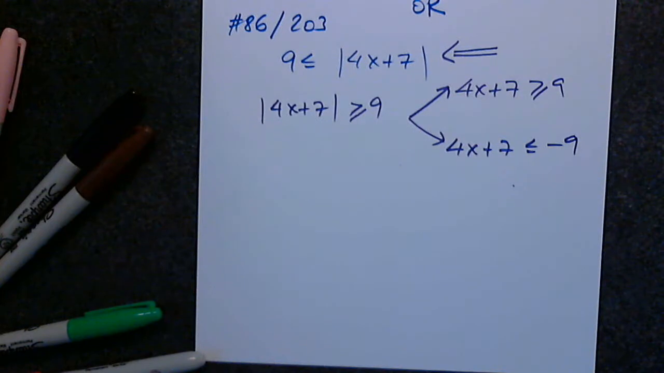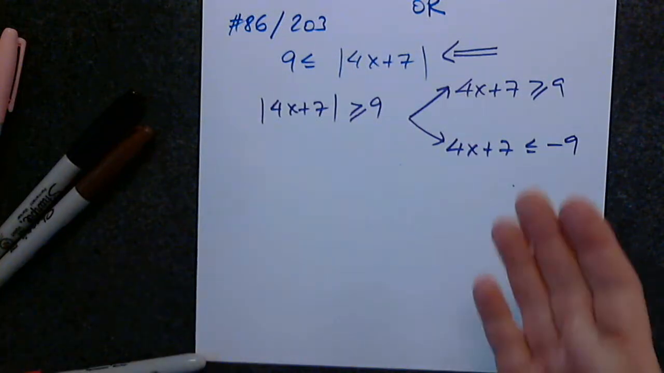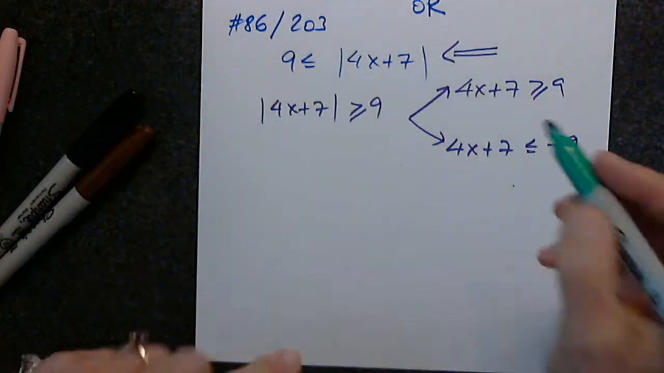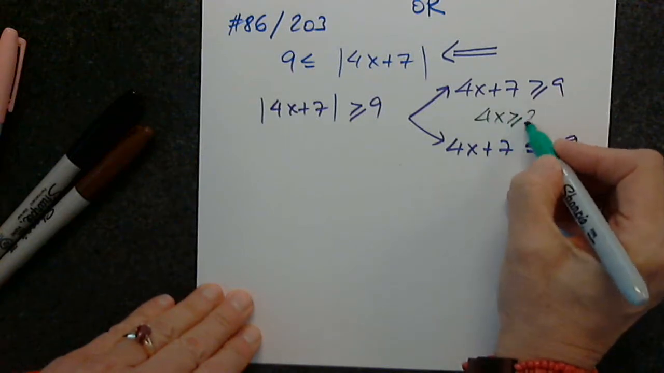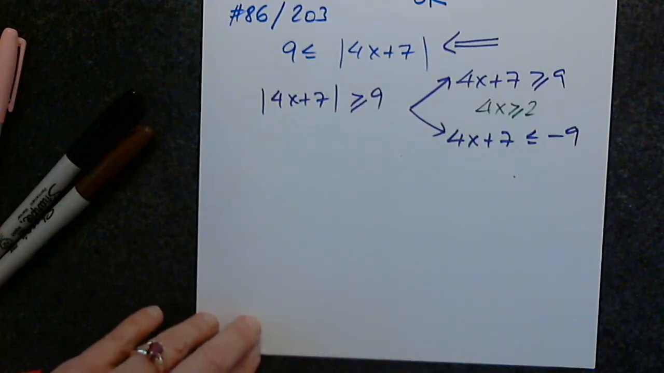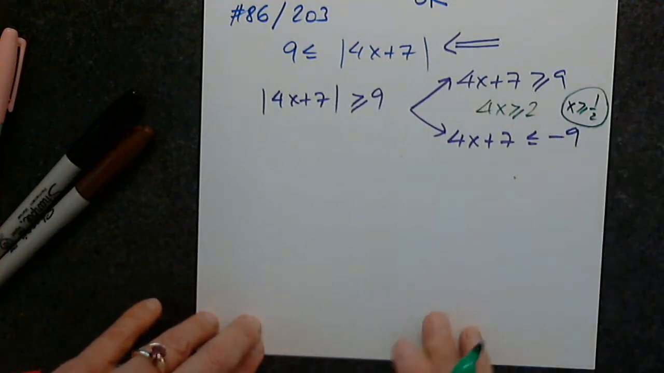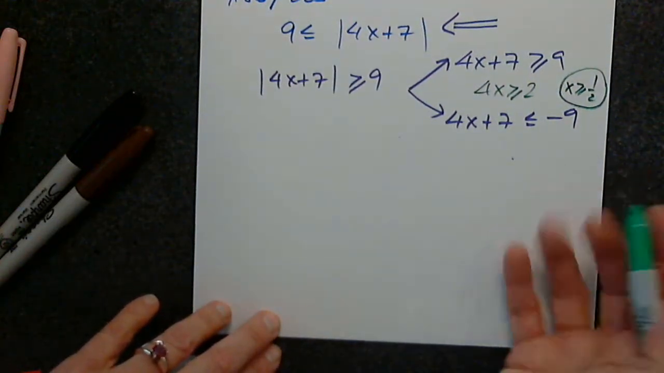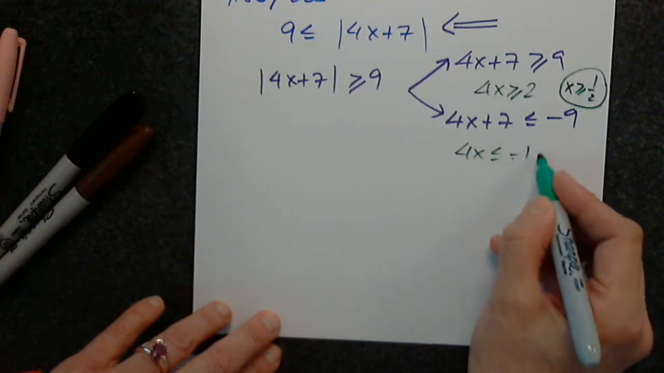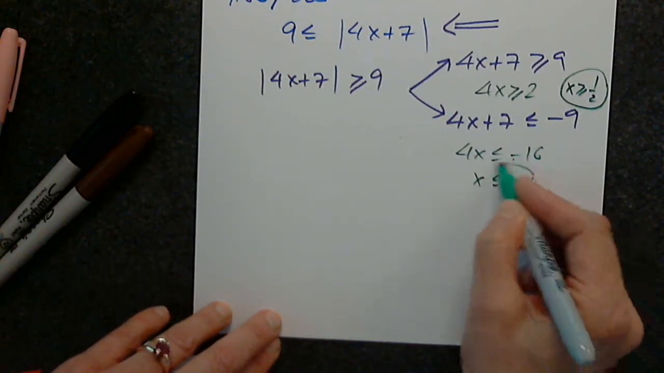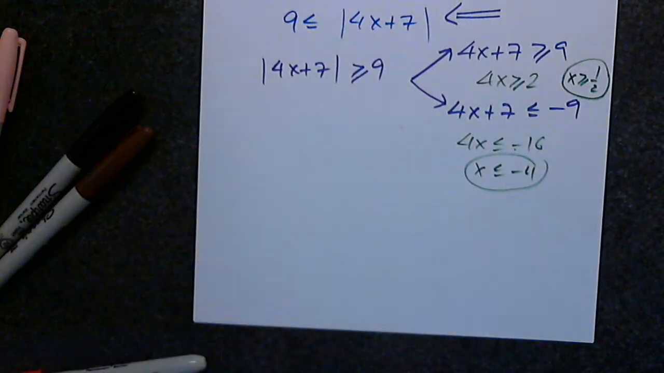So now these are simple linear inequalities. I have no problem. I will move 7 to the other side. I have 4x greater than or equal to 2, and then I divide by 4. So it's x greater than or equal to 1/2. That's the first inequality. Here I do the same thing. 4x less than or equal to -16, x less than or equal to -4. So I got the two inequalities, but I still have to present a solution.